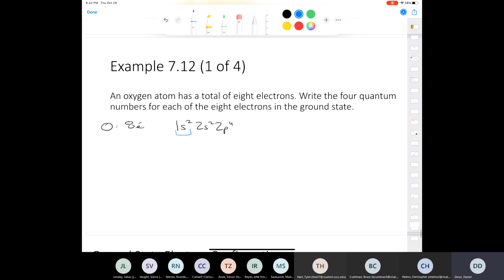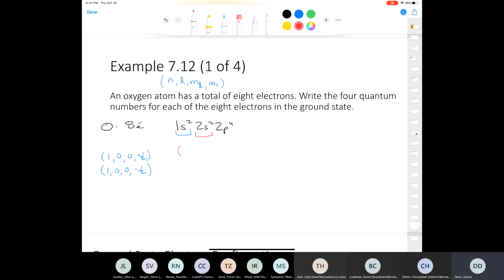For the 1s, remember we're listing n, l, ml, and ms. Let's start with the 1s2. So my n is going to be 1, my l is going to be 0, my ml is going to be 0, and the first electron is going to be plus a half, and the second one will be minus a half. There, I've taken care of the 1s2 electrons.